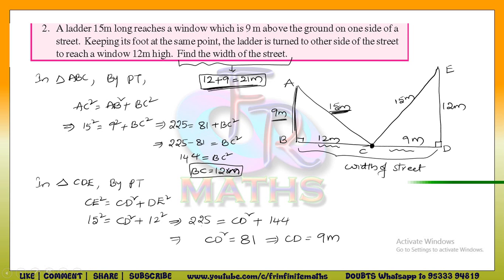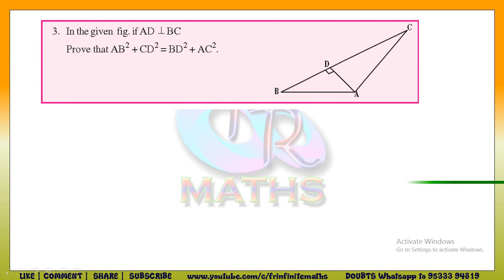Okay, next moving on to one more question. In the given figure, if AD is perpendicular to BC, what he has given, AD is perpendicular to BC. So this is perpendicular as well as this side also we can consider it as perpendicular. Then prove that AB square plus CD square is equal to BD square plus AC square. So this is the given question.